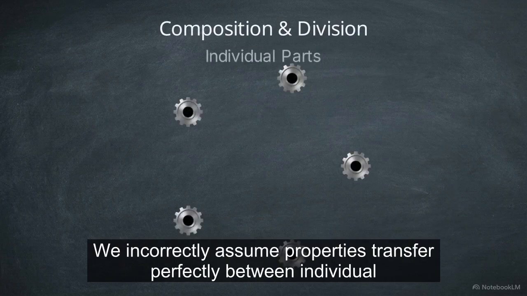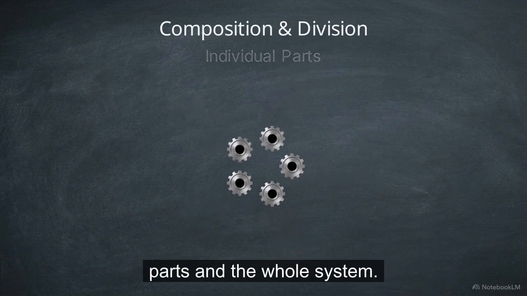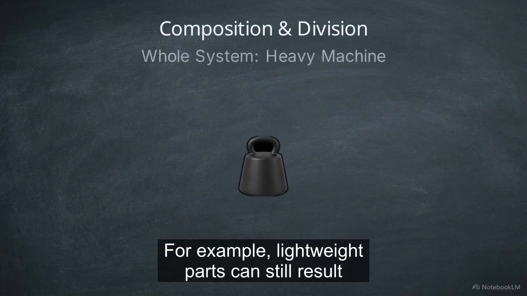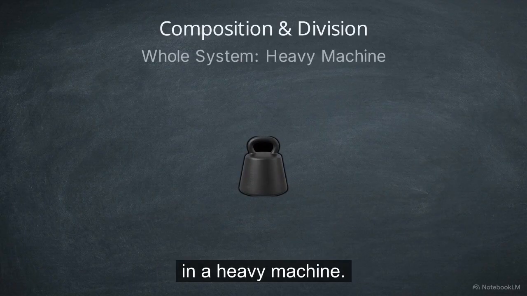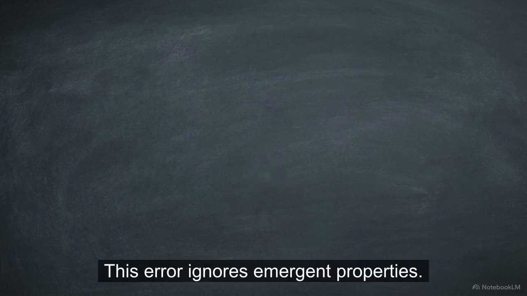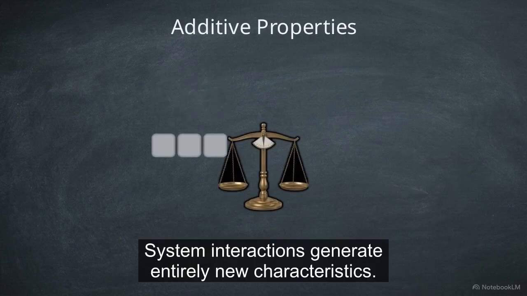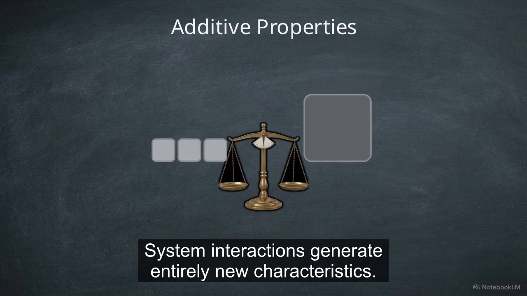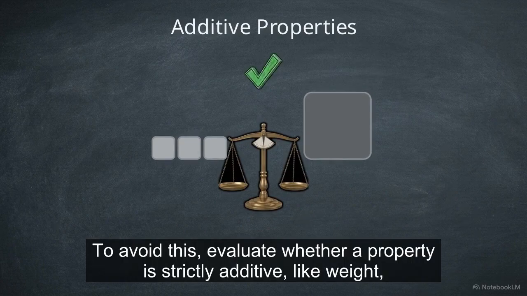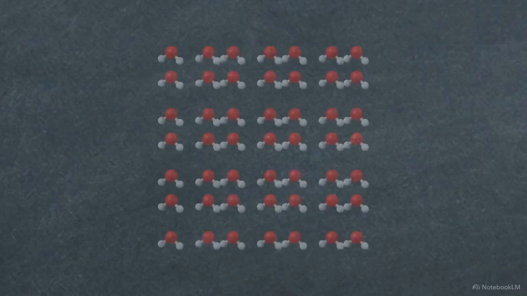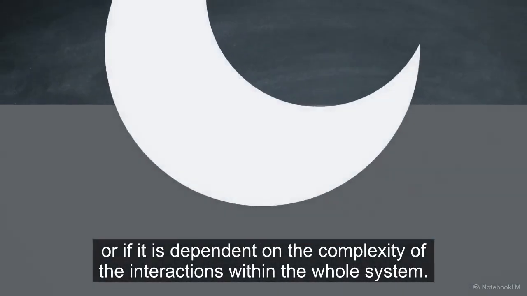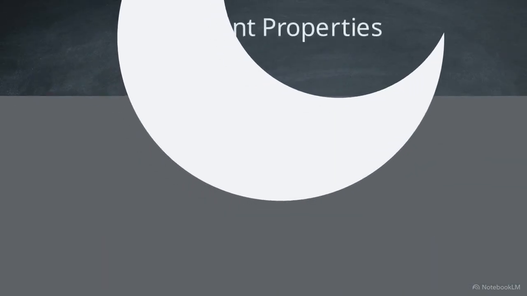We incorrectly assume properties transfer perfectly between individual parts and the whole system. For example, lightweight parts can still result in a heavy machine. This error ignores emergent properties. System interactions generate entirely new characteristics. To avoid this, evaluate whether a property is strictly additive, like weight, or if it is dependent on the complexity of the interactions within the whole system.